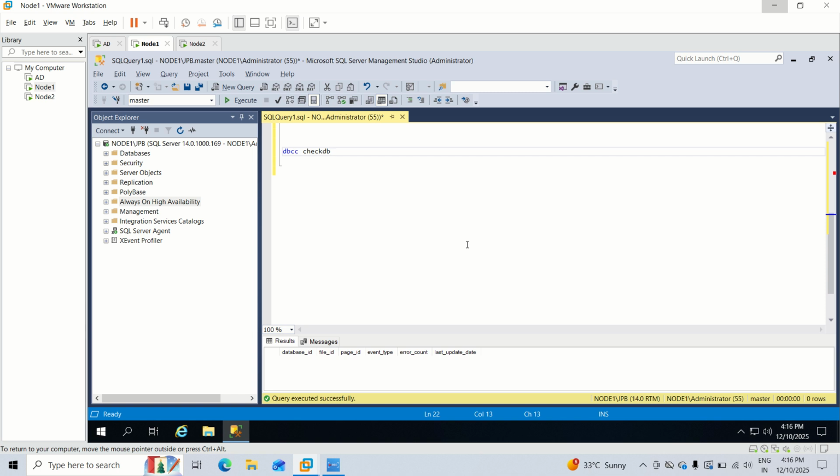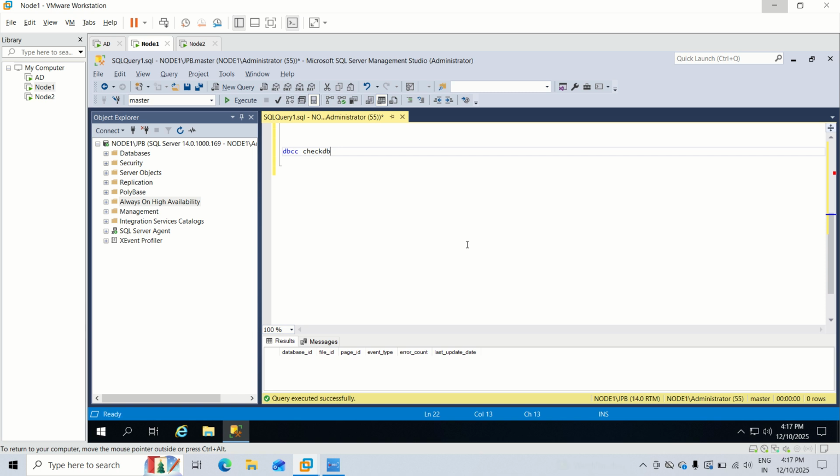So how to prevent corruption? Prevention is more important than recovery. Some best practices are: use reliable storage, keep proper backups, monitor disk health, enable page checksums, run CHECKDB as per your requirement, or we suggest weekly, and maintain proper shutdown and proper power supply.